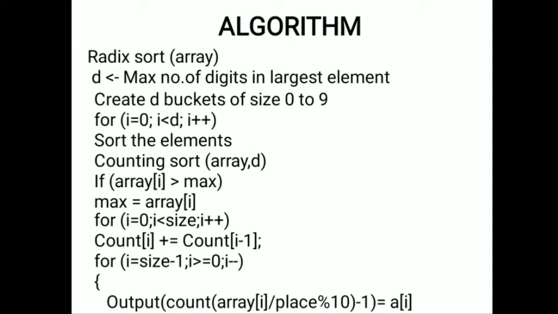For example, for 432 we will get the digit 4 by doing it like that. And we have to move from the right to the left, so that's why we place the minus 1, and that will be considered as the output array. The output will be stored in A of i, and count of A of i divided by place mod 10 is decremented, so it will arrange and sort the whole digits. Those values can be stored in this A of i.